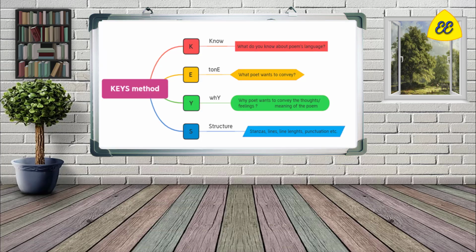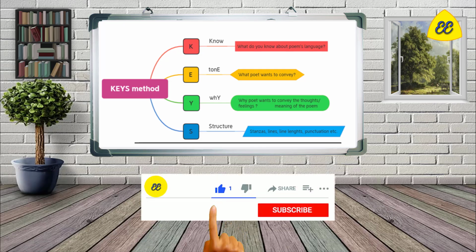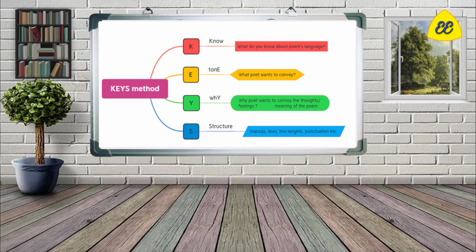Today, I am going to share a method through which you will understand poem thoroughly and you will recollect it easily. It is called KEYS method. In this KEYS, the first letter is K. K stands for know. What do you know about the poem's language, like simile, alliteration, personification?